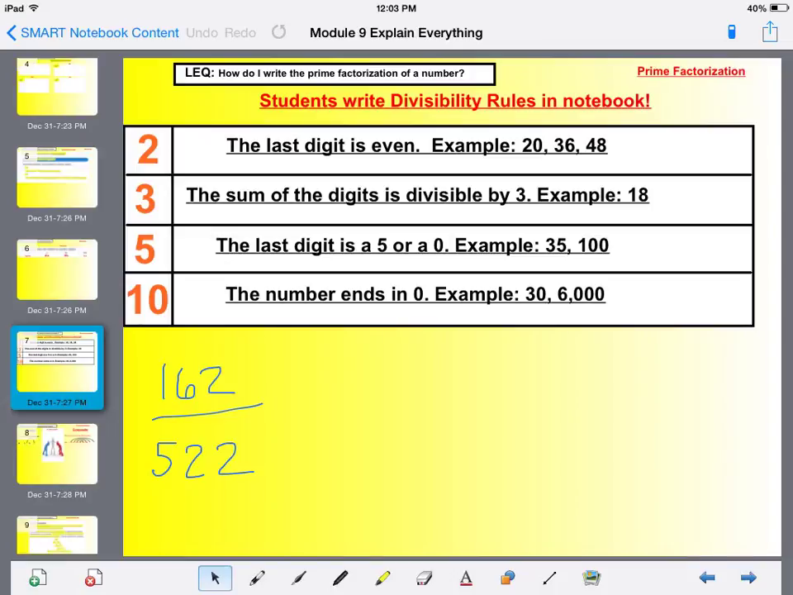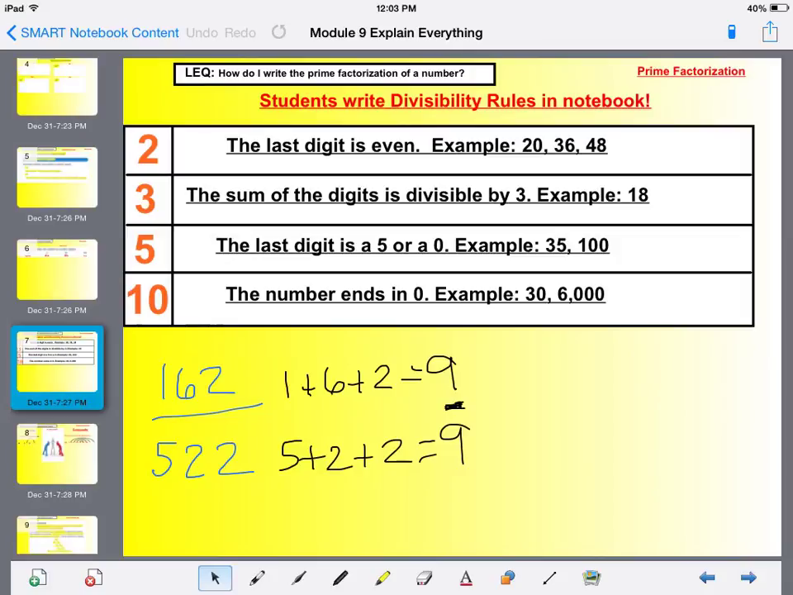Well, we could divide by 2 because they're both even numbers, but we can divide also by 3 because the divisibility rule states that if we add these numbers, 1 plus 6 plus 2, the sum, or the total of them, 1 plus 6 is 7 plus 2 is 9. If that is a multiple of 3, then we can divide it by 3. The same with 5 plus 2 plus 2. Well, that's also equal to 9. And so I know that I can at least divide these by 3.